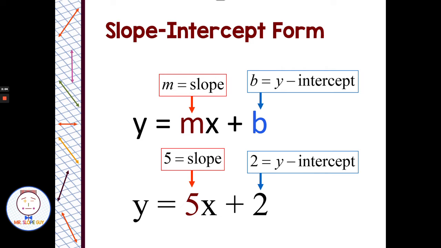So the great thing about slope-intercept form is without doing any math, we can just look at the equation and identify the number in front of the x as the slope and the number at the end as the y-intercept.